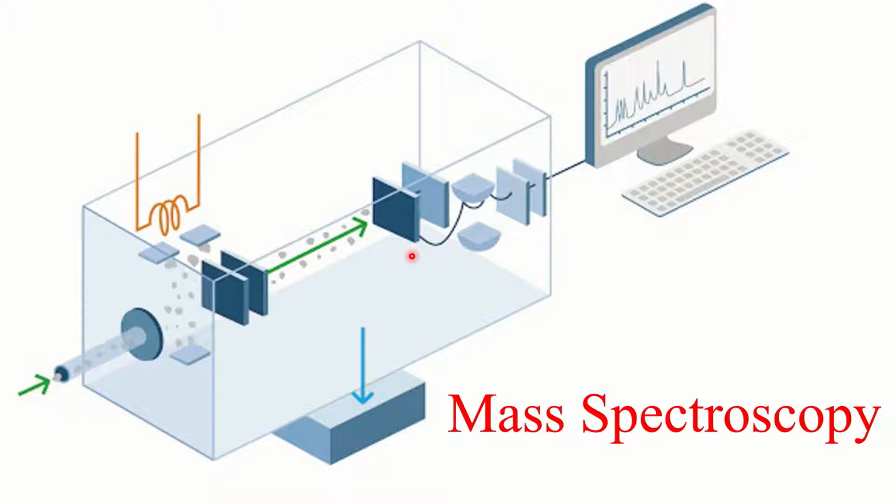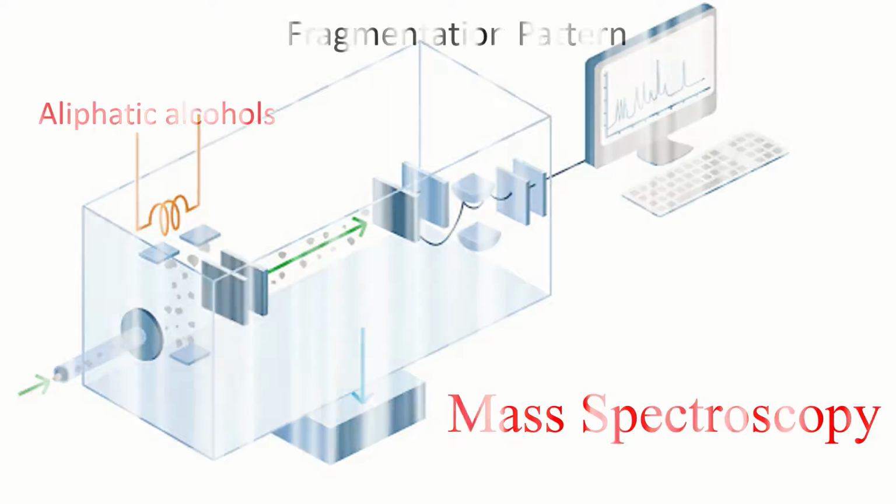Okay, so let's start. Mass spectroscopy. In mass spectroscopy, the most common method to ionize the molecule is the electron impact ionization method, where the molecule displays a particular fragmentation pattern. So first we will see the fragmentation pattern of aliphatic alcohols.